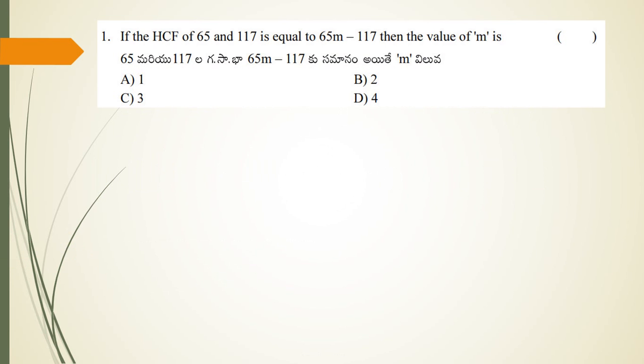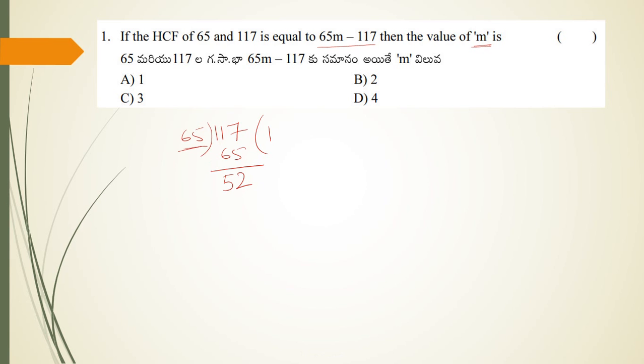Question number 1. If the HCF of 65 and 117 is equal to 65m minus 117, then the value of m is, right? So this is the given question. What is the HCF of 65 and 117? How to find it? We need to divide the greater number by the smaller number. So we need to divide 117 by 65. It goes one time, so 65. Next, 7 minus 5 is 2, and this gives me 52.